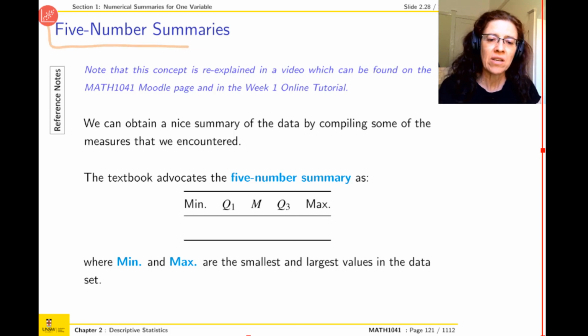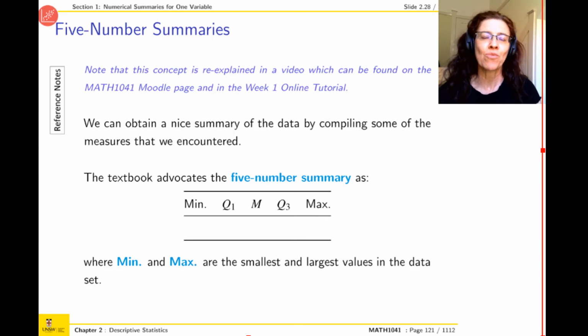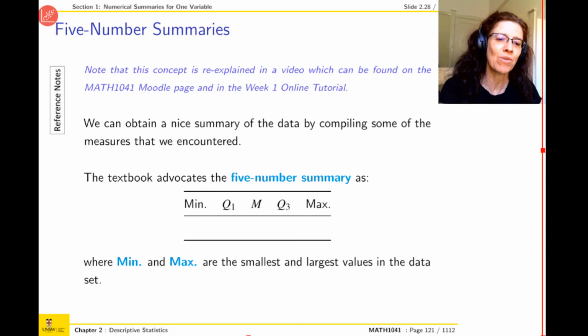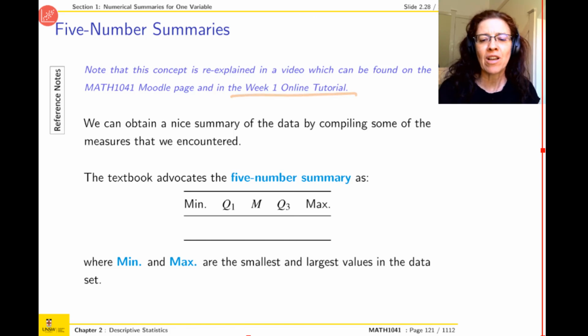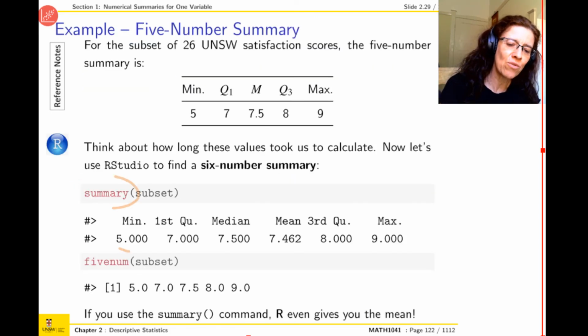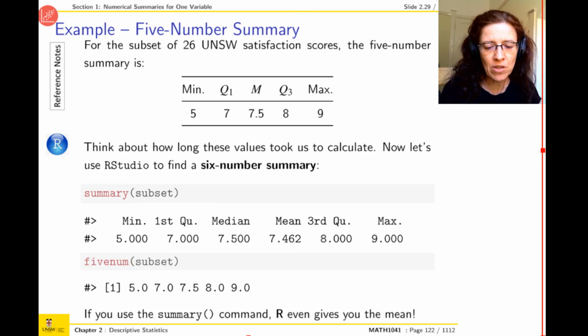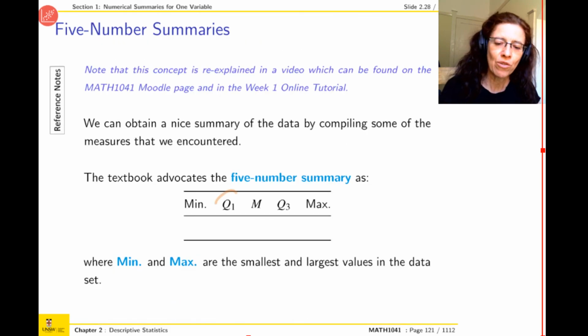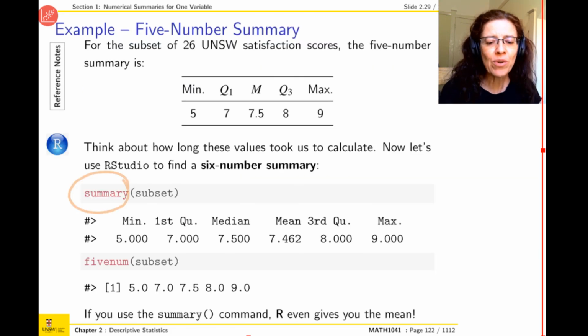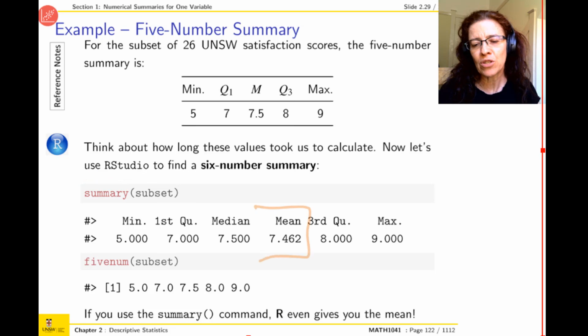So the 5-number summary is a way to summarize what happens with one quantitative variable using, well, guess what? 5 numbers. And that's explained in the online tutorial, which are now called the weekly lessons. So I will just let you watch that video because otherwise it's going to be the same person saying the same thing. So there's really no point. We have these two commands. One is called summary. The other one is called fivenum. And fivenum will give you 1, 2, 3, 4, 5, which are exactly the numbers you want. So the minimum, first quartile, the median, and then the third quartile and maximum. Whereas summary will give you these numbers, and it will give you also the mean.